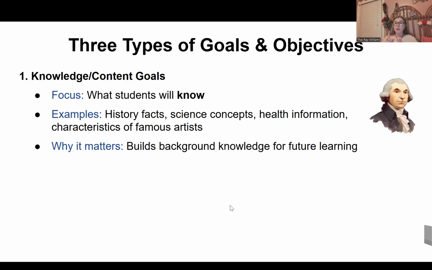One type are called knowledge or content goals, and those focus on what a student is supposed to know, what they will learn, what they will know once they receive instruction. Examples would be things like history facts or science concepts, health information, or even the characteristics of different artists. The whole purpose of content and knowledge goals is because we're building a foundation. We're providing that background knowledge that is going to support students' learning in the future. So again, content and knowledge goals are related to what a student will know.